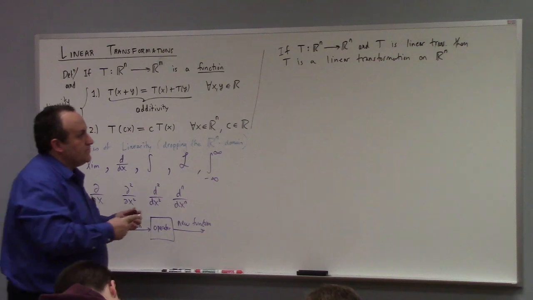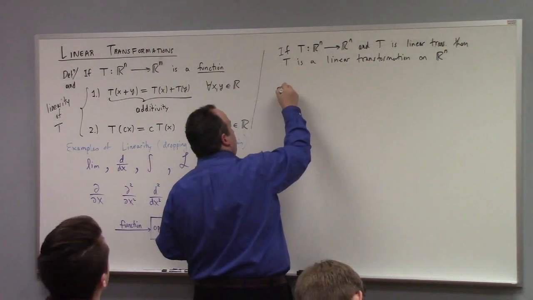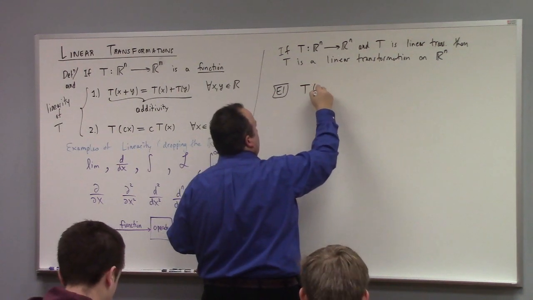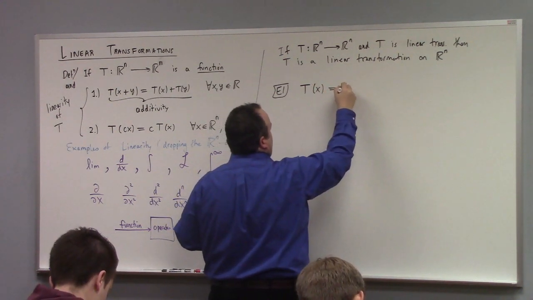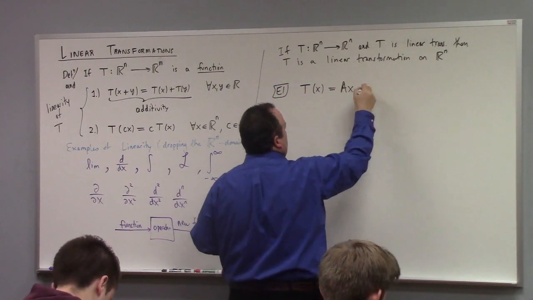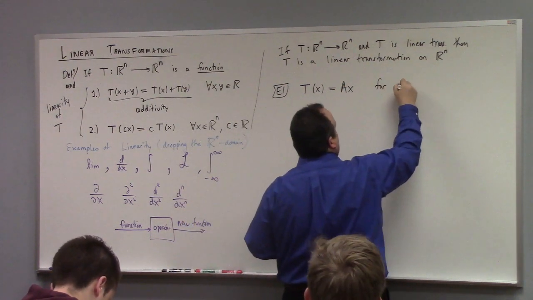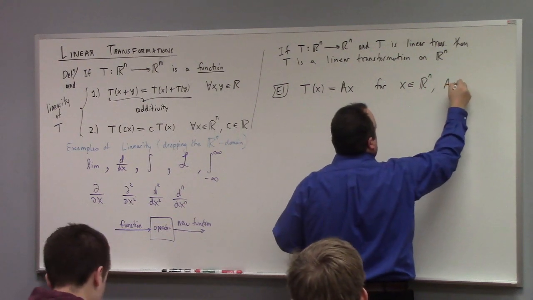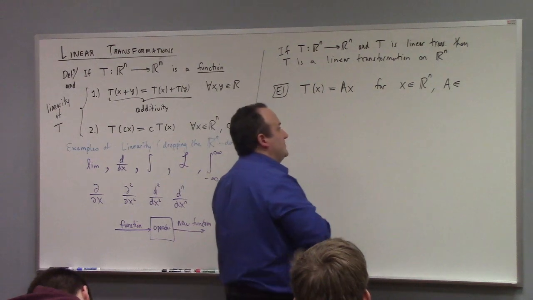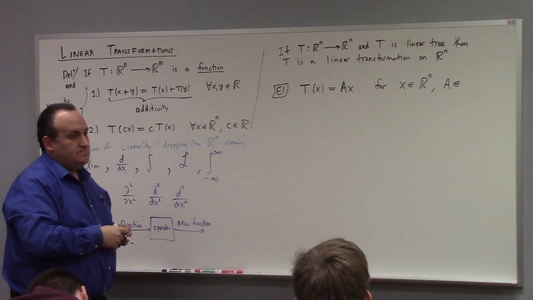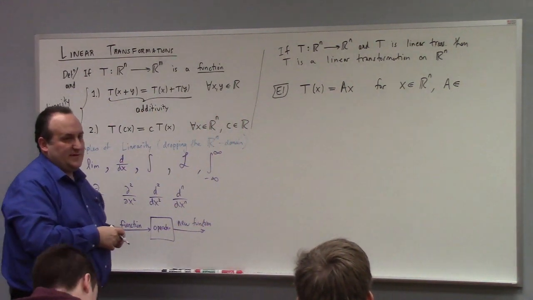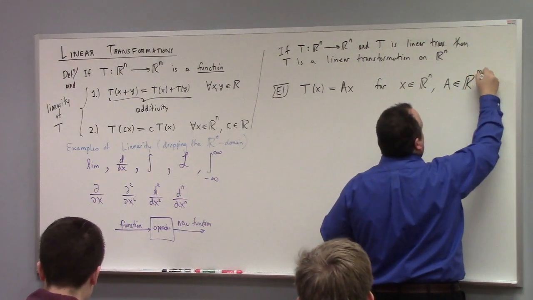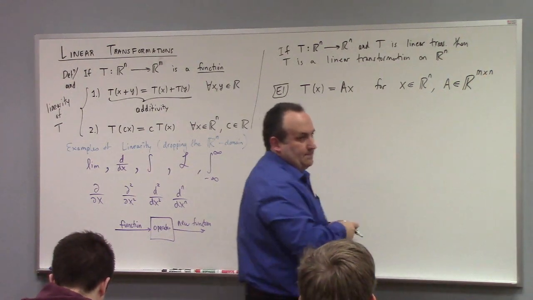Let's look at some examples. So example 1, we could have T of x. This is going to be kind of like an uber example, but suppose T of x is equal to Ax, for x a column vector in Rn, and A is a constant matrix. What size would that be? For this multiplication to make sense, it'd be Rm by n, right?